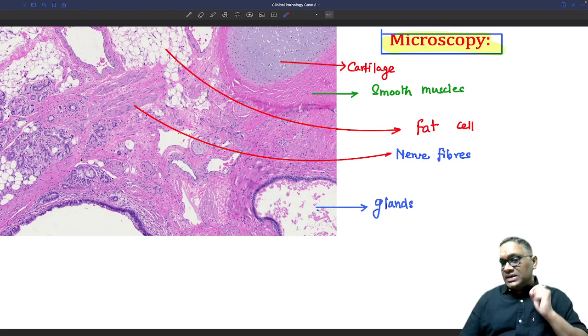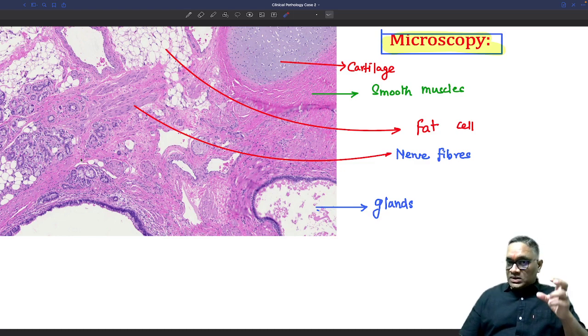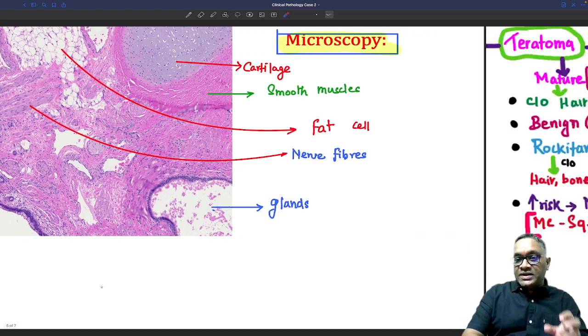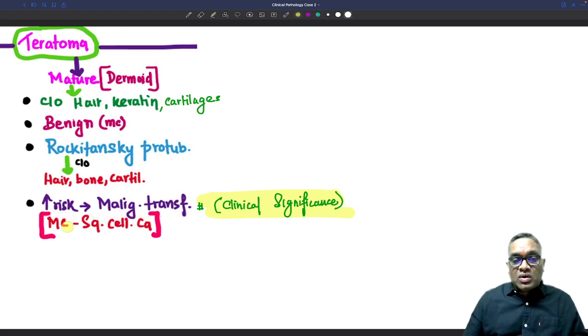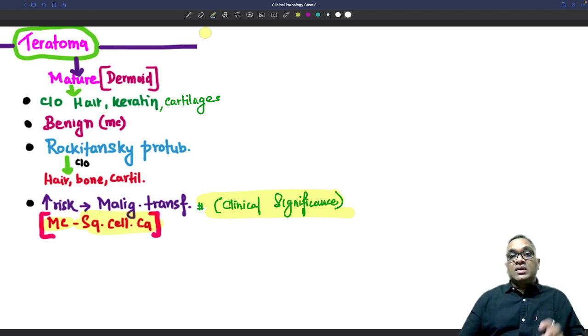What is the clinical significance of this Rokitansky protuberance? That is what I wanted to tell you. The clinical significance of the Rokitansky protuberance is increased risk of malignant transformation, right? And which malignancy will be most commonly associated? Most commonly it is squamous cell carcinoma, right? So just one overview about this.